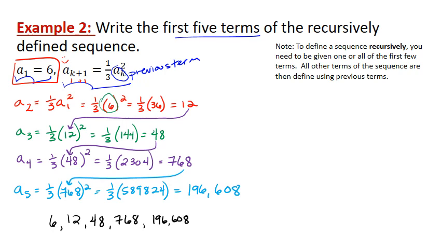And there they are. So in order to find the second term, I need the first term. In order to find the third term, I need the second term. In order to find the fourth term, I need the third term, so on and so forth.